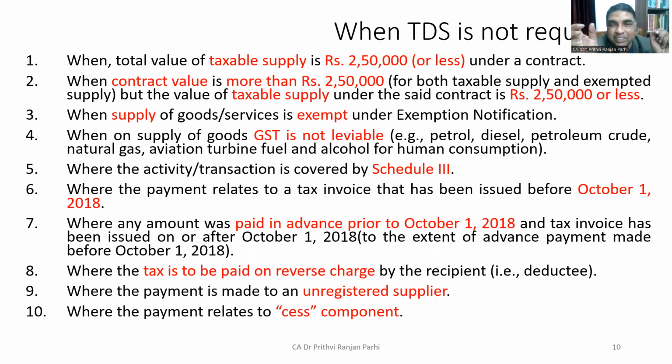And the value of this taxable supply is less than 2,50,000. That means the taxable supply value is not exceeding 2,50,000. In this case also TDS is not required. Second, if the supply covers exempted goods or exempted services, the GST department issues notification for certain goods and services which are exempted. In this case also TDS is not required.